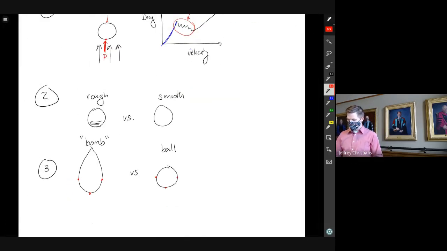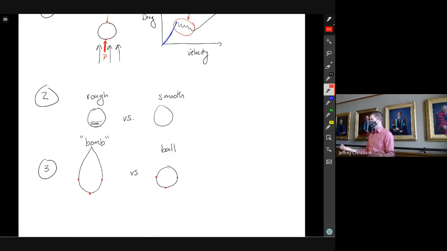Experiment number 2. Maybe I just helped you a little bit to explain that. But if you're somebody that did experiment number 2, I would imagine, right, this is the one where we saw a rough ball versus a smooth ball. And at some velocities, the rough ball had a factor of 5 lower drag than the smooth ball, which is super surprising, at least to me.